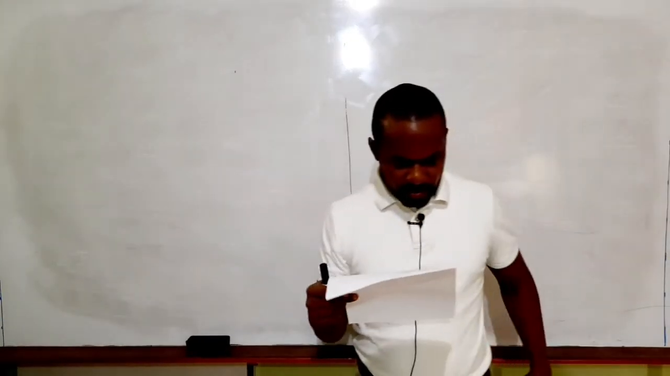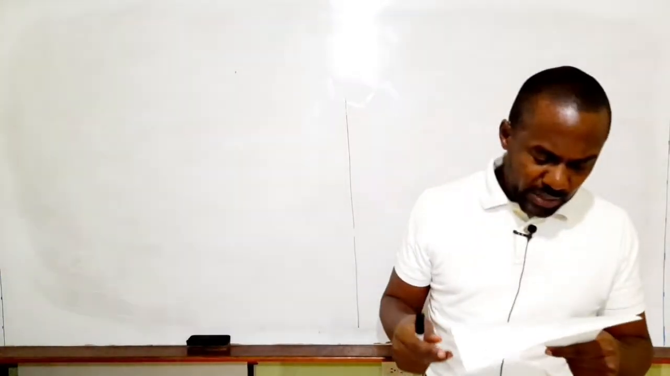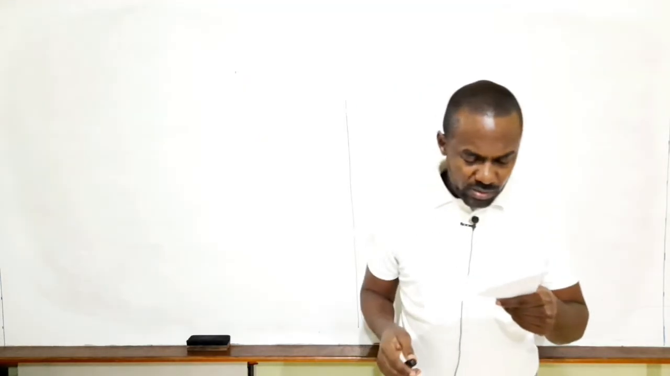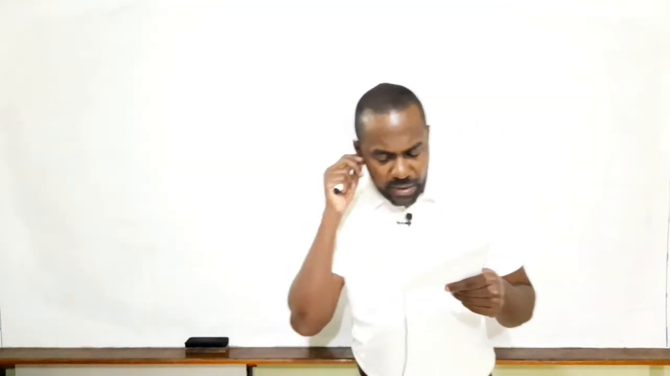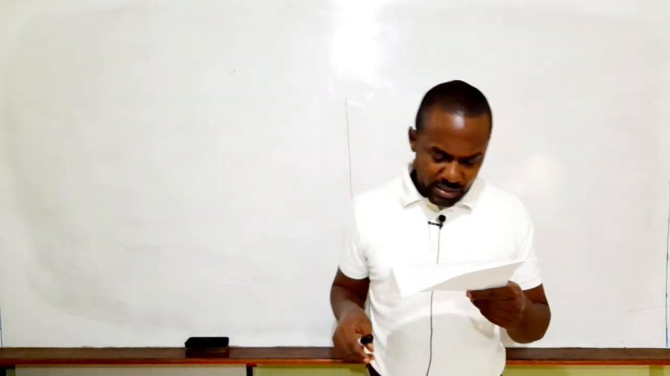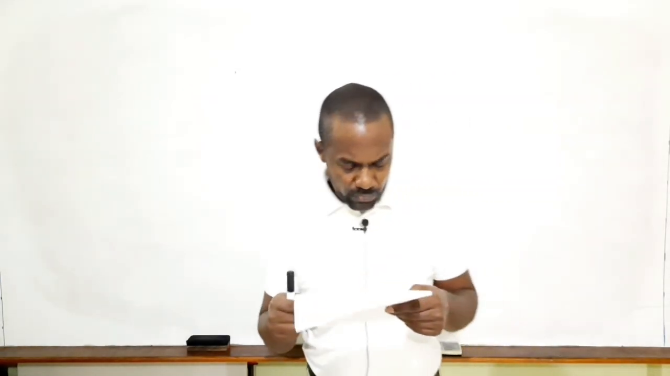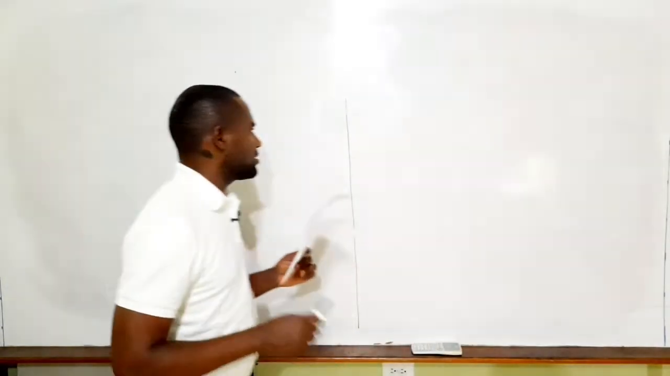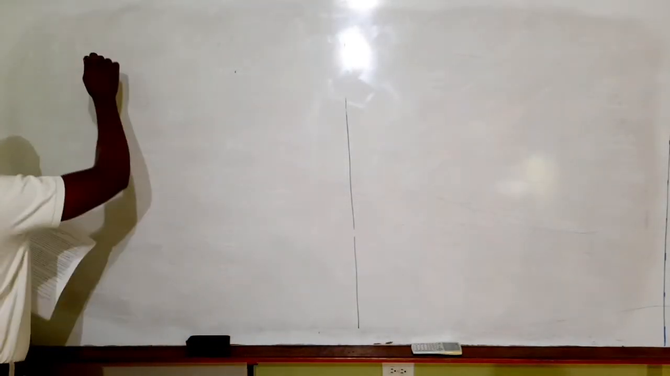All right, let's look at number 10. Number 10 says a particle of mass 4 kilograms is pulled along a rough horizontal surface by a string parallel to the surface. If the tension in the string is 20 newtons and the coefficient of friction between the particle and the plane is 0.2, find the acceleration of the particle. So again, let's represent the situation on a diagram.